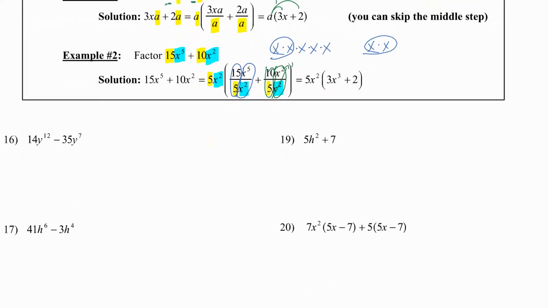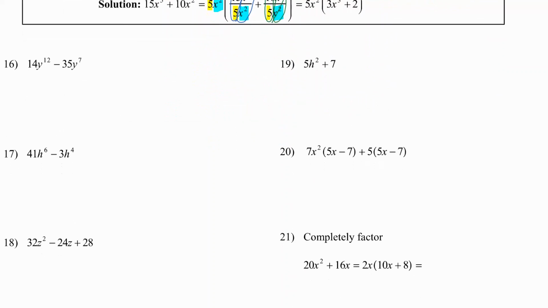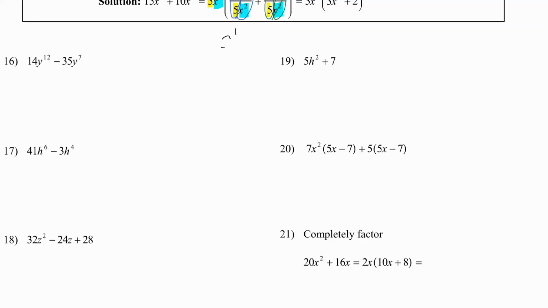All right, so maybe a few practice problems together. Let's look at number 16. So what's the biggest number that can divide both into 14 and 35? And the answer is 7. And then what's the most number of y's we can divide into y to the 12th and y to the 7th? And that is y to the 7th.